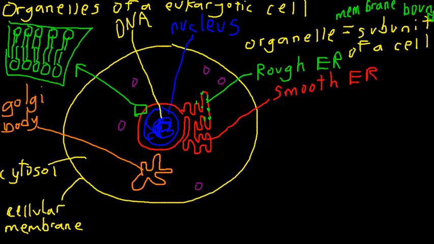Also, you can have these large vesicles, or it could be a bunch of little vesicles fused together. We call these vacuoles. So let's label these. This big one is called a vacuole. And the smaller ones are vesicles.